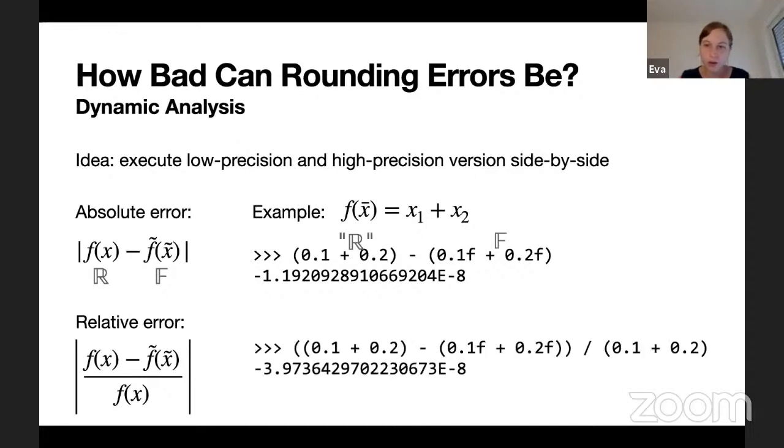So if we do our very simple calculation with the same inputs here, then we can indeed also compute the relative error. And what you can then do is repeat this process repeatedly with different inputs to get some idea of how large the round-off errors actually are in your computation.